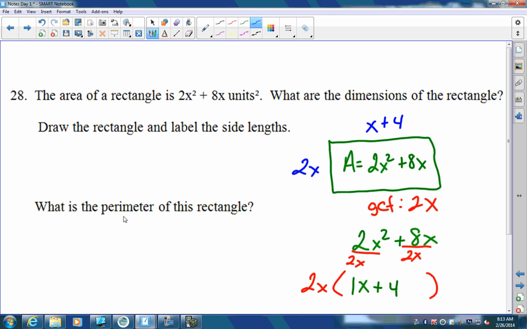Now to find my perimeter, remember 2x, x plus 4. Perimeter means to add up all the sides. 2, 4, 5, 6. 6x, 4 plus 4 is 8. You guys need to try and do number 29.